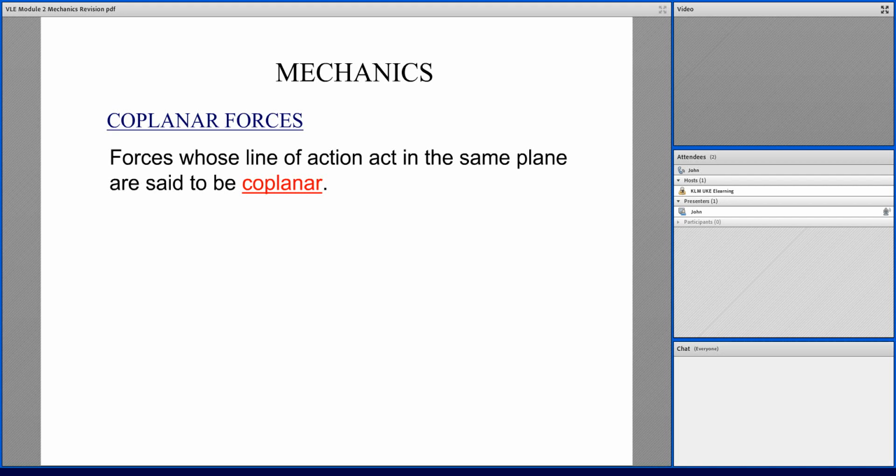So with that in mind, we are interested when dealing with forces acting in just two planes. We are interested in aspects of movement, whether that be rotational or whether that be translational. And that's what we're going to look at now.